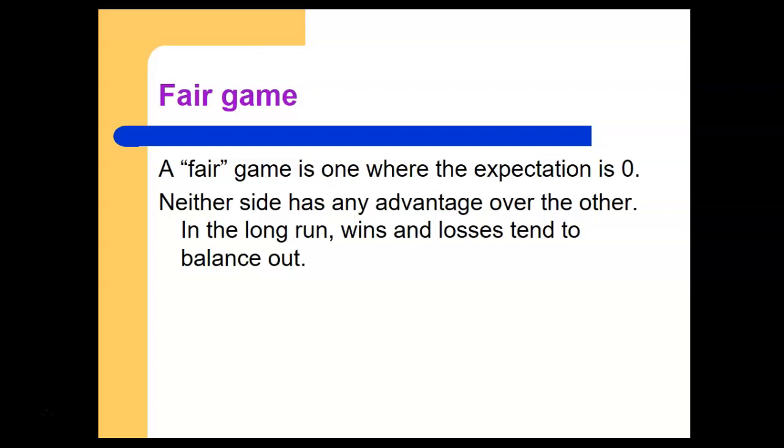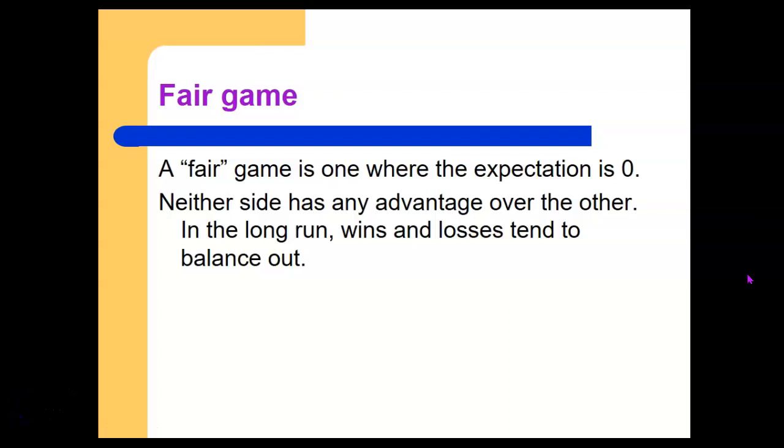And when this happens, when we get an expectation of 0, we call this a fair game. So a fair game in this sense is one where the expectation is exactly 0, and that means that neither side has any advantage over the other. In the long run, the wins and losses tend to balance out.